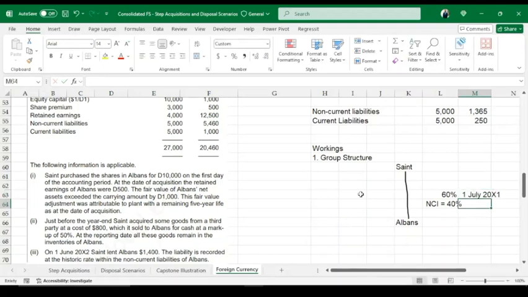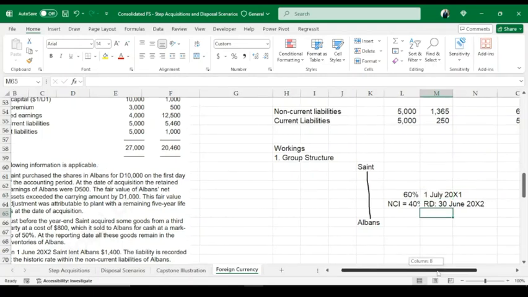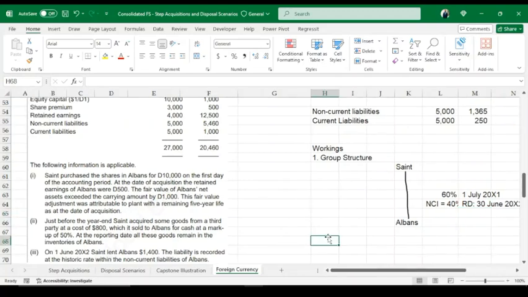So this 60% was acquired on 1st July 20x1, but our reporting date is 30th June 20x2. This is very important for us to determine the post-acquisition period. So the post-acquisition period is actually 2 years, from 1st July 20x1 to 30th June 20x2. So that's the post-acquisition period. All right, so we are done with our group structure.